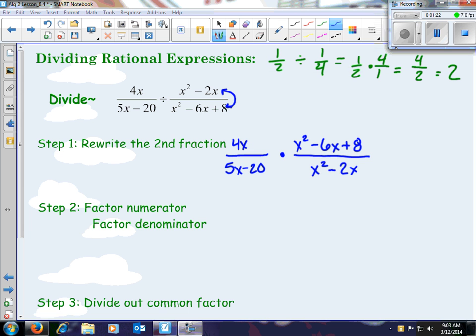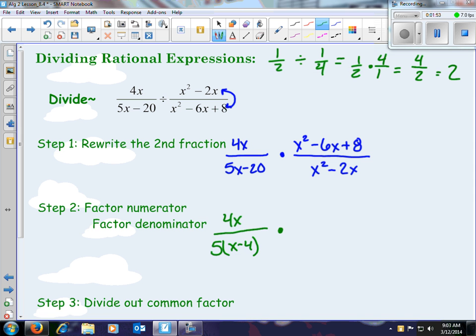Okay, so our step 2 says factor numerator and factor denominator. I'm just going to look at each piece. 4x: is there anything I can do to that? The answer should be no, so I'm just going to leave 4x there. Then the bottom one, I have 5x minus 20. Is there anything that I can take out of this? Hopefully you say yes, and you can take out 5. So I have 5 out in front, and then I have x minus 4 on the inside.